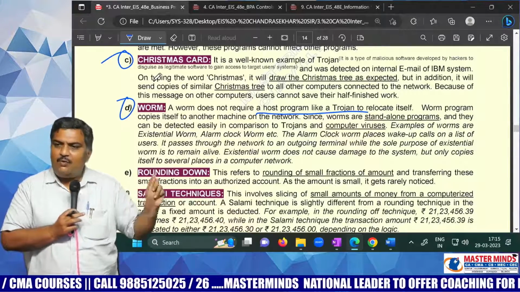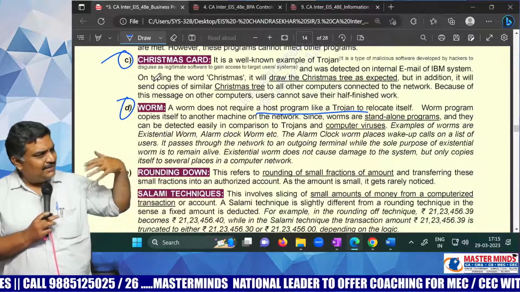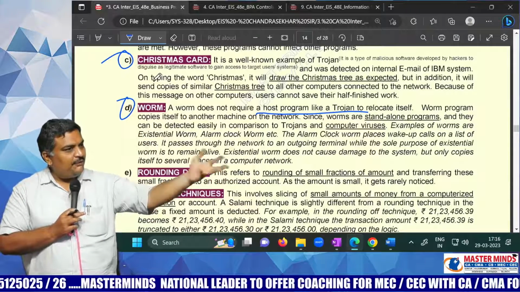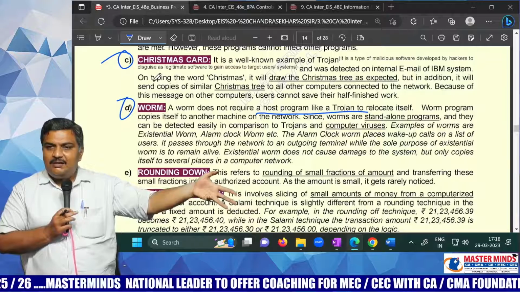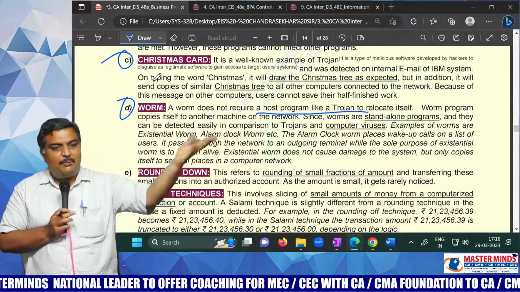Whatever the writer of the worm asked the worm to do, it will do. Deleting the files, changing the names of the files, or creating duplicate files. For example, if your computer has 100 files, once the worm enters, your computer will have 200 files. What did this worm do? Copied the files.